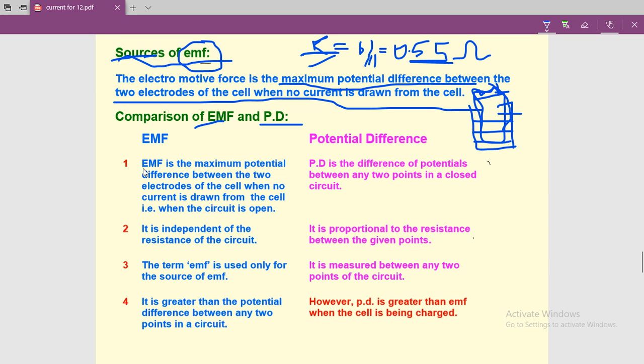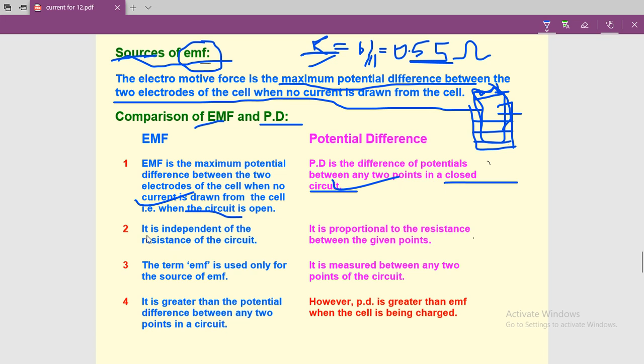So let's see the first difference. You can see EMF is the maximum potential difference between two electrodes of the cell when no current is drawn from the cell. It means when the circuit is open. Whereas potential difference is the difference of potentials between any 2 points of the closed circuit. So the circuit is closed, it means there is current in the circuit, and it can be defined for any part of the circuit. Okay, so I hope you understand.